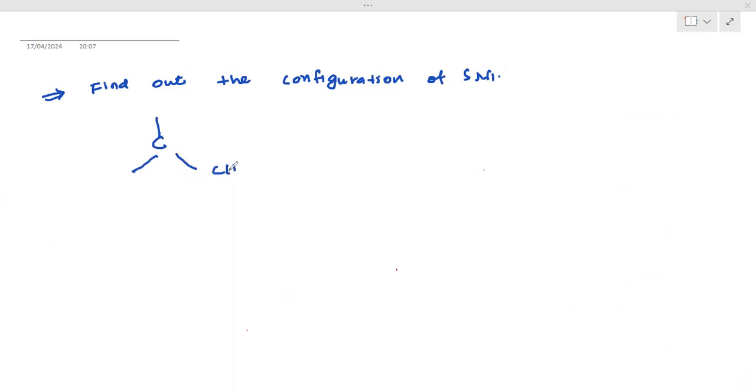Okay, what is my intermediate? Tertiary carbocation. ஓகேங்களா? அப்ப intermediate. அப்ப find out the configuration of SN1. இப்போ what is our intermediate? This is my intermediate. CH3, CH3 and CH3. Okay, it has the positive charge.